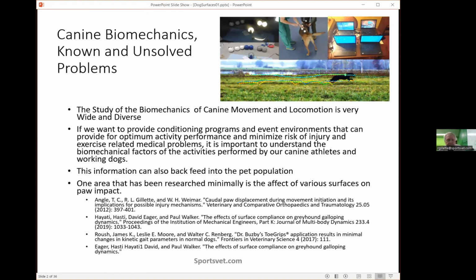As I said, it's very wide and diverse. If we want to provide conditioning programs and environments, we've got to understand how things happen from a physical standpoint. And I've done a lot of different things to try to identify that. But it's interesting because when we talk about lameness in dogs, or performance in dogs, or locomotion in dogs, or even anatomy, there's just no real information out there on what happens when the paw hits the ground, or when we get surface impact.